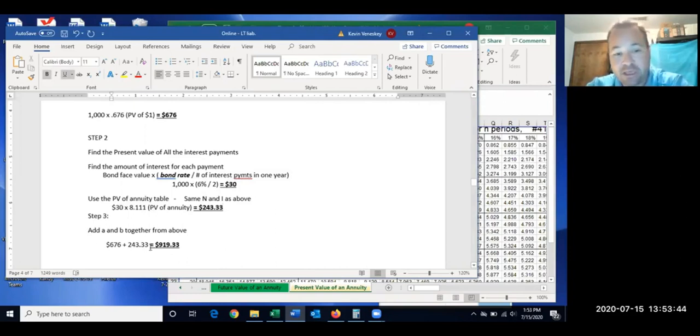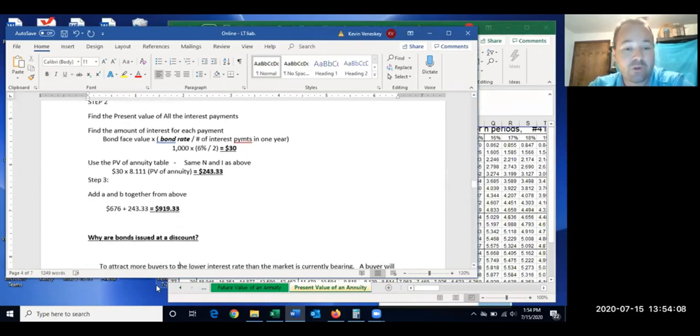When you add these two together, this is what my bond needs to sell for. Notice it's close, but as it should be, it's below the 1,000. I'm giving my bondholders a discount. This is what I'm going to sell my bond for when I market it. It's going to be a $1,000 bond, but you can buy it for $919.33.